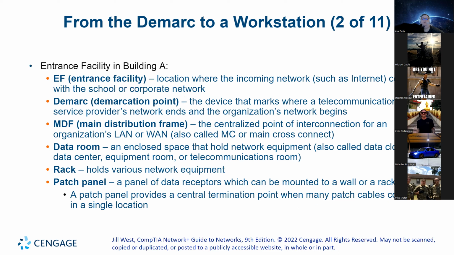So entrance facility in building A. So EF is what they're calling entrance facility. And that's the location of the incoming network or intranet. And it connects with the school or corporate network. Then the DMARC or demarcation point, that's the device that marks where the telecommunications service provider network ends and the organization network begins.